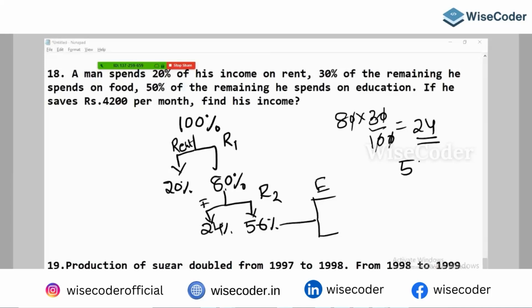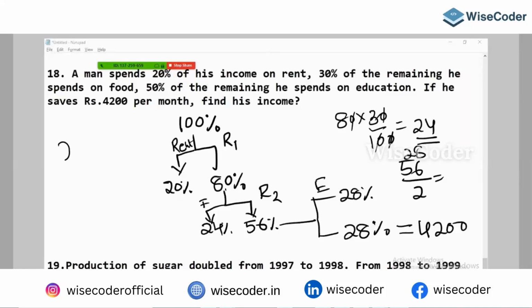Out of 56, 50%, which is 1 by 2, is 28%. So 28% on education, and the remaining is 28%. This 28% is equal to 4,200. So 28% equals 4,200.